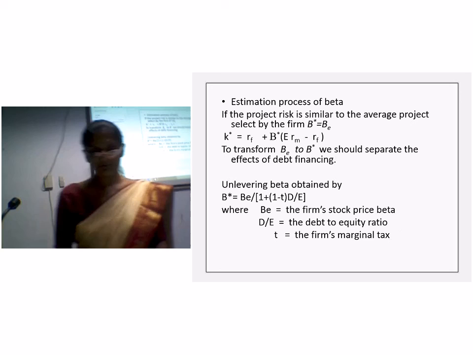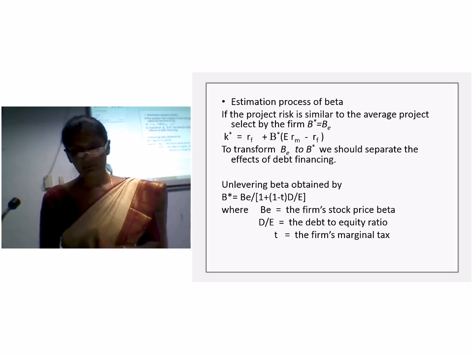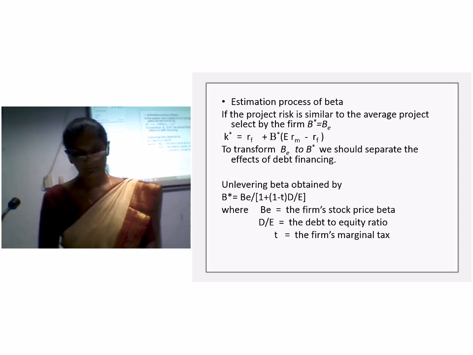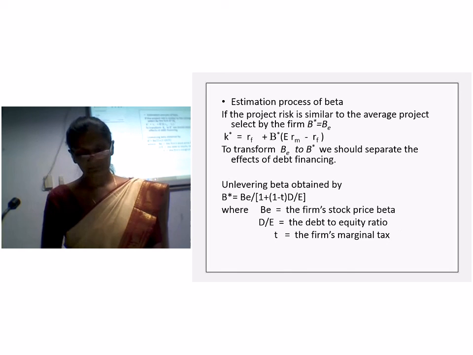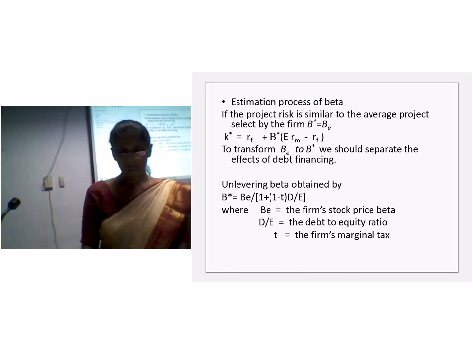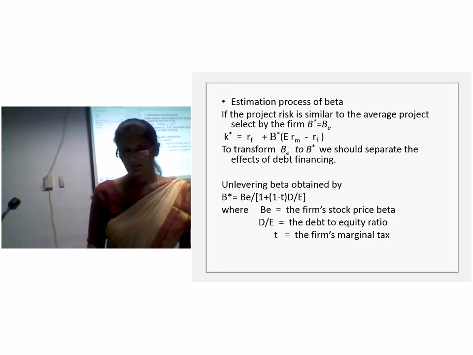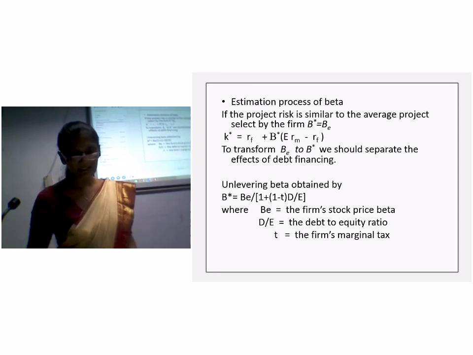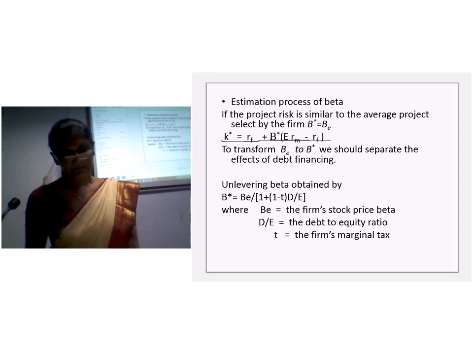Estimation process of beta: if the project is similar to the average project selected by the firm, the beta of the project is equal to the beta of the firm, right? So this is how we calculate the cost of capital, the cost of equity.